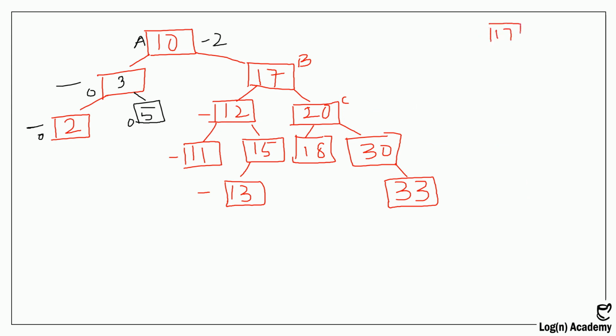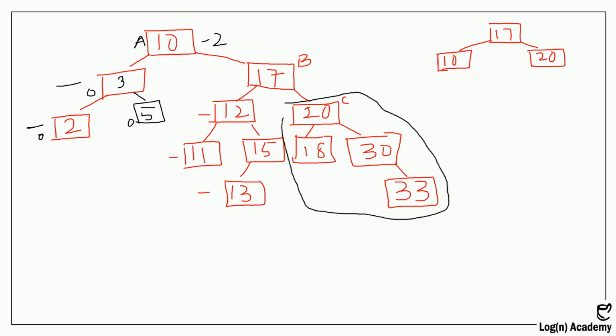We have 17, and on the left hand side we have 10, and on the right hand side we have 20. Now look very carefully at how we will balance this. For this whole section, this will remain the same. So let me add this here. We have 18, we have 30, and we have 33.